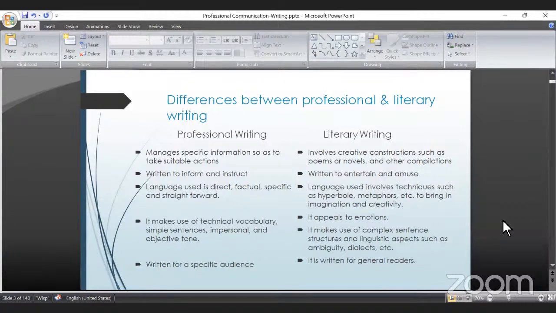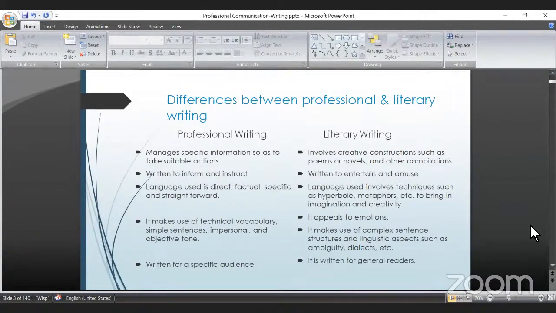The other thing, of course, is that literary writing is majorly written to appeal to emotions. It makes use of too many complex sentences. And with respect to language, you can also see that there is no standard convention that is used. You will also find the usage of dialects or non-standard versions of language in literary writing. But none of that is allowed in professional writing. Then one can be written for general readers and the other for a specific audience.